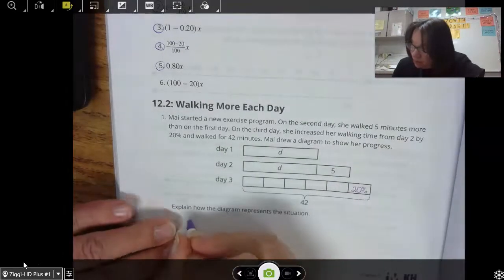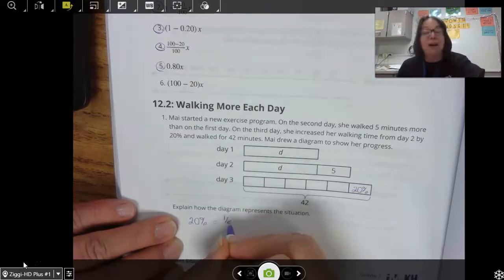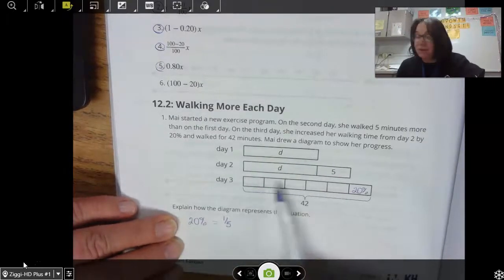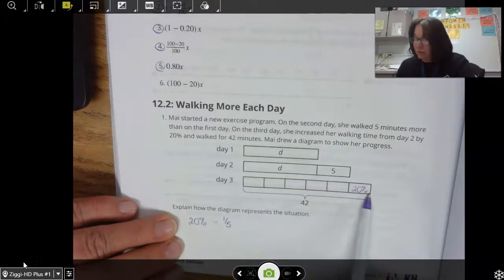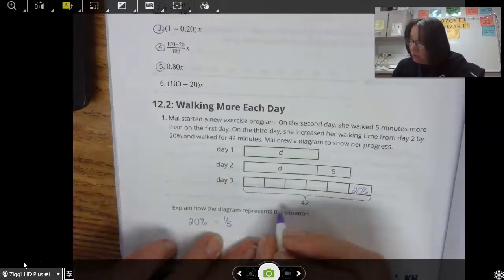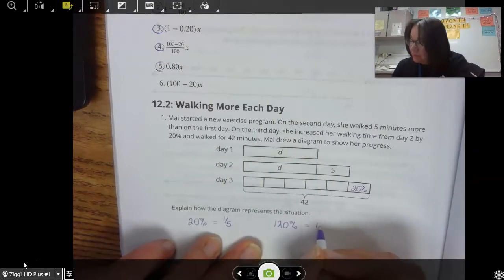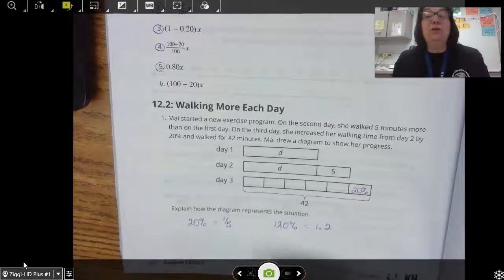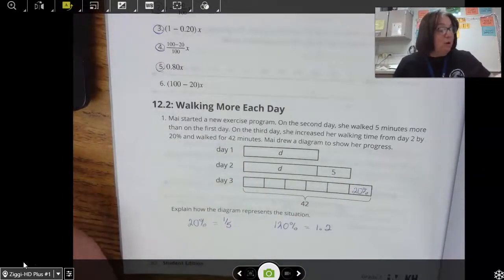We know that 20% is the same as 1/5, right? So if you divide what she walked into 5 sections, you're going to add 1 more of those sections. So she walked 1/5. Or if you look at the whole thing, it would be 120% is what she walked, which is the same as 1.2. So there's 2 different ways to look at that, either as a fraction or as a decimal.